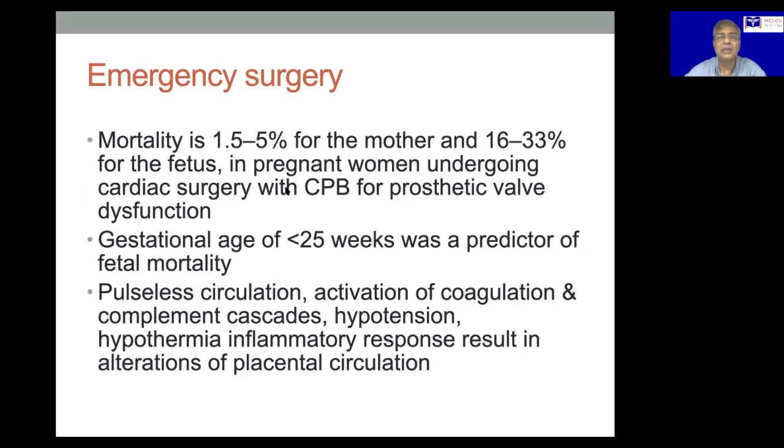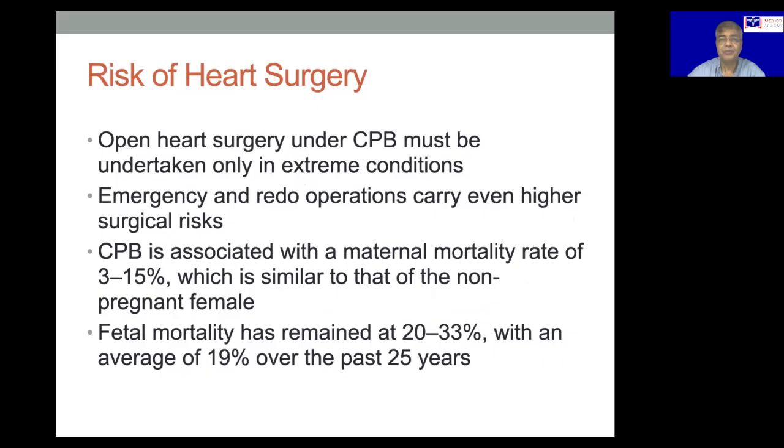And especially in case the patient undergoes cardiac surgery with cardiopulmonary bypass for a prosthetic valve dysfunction, a gestational age of less than 25 weeks is the predictor of fetal mortality. Pulseless circulation, activation of coagulation cascade and complement cascades, hypotension, hypothermia, and its inflammatory response result in the alteration of placental circulation during cardiopulmonary bypass.